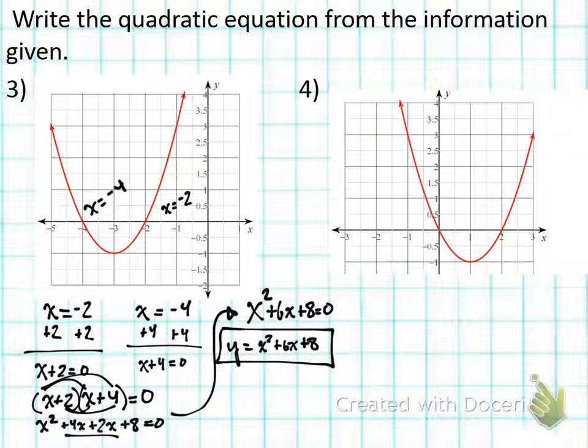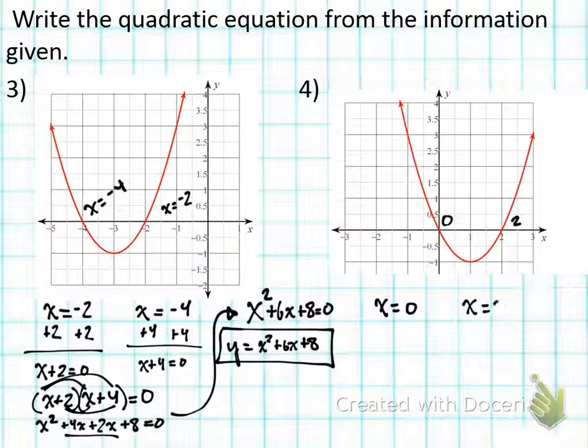Okay? Let's do another one. Number 4. Turn to your neighbor. Decide what the roots are for this particular example. What are the roots here, everyone? 0 and 2, okay. Let's see if we can start this one off. So x is equal to 0 and then x is equal to 2.